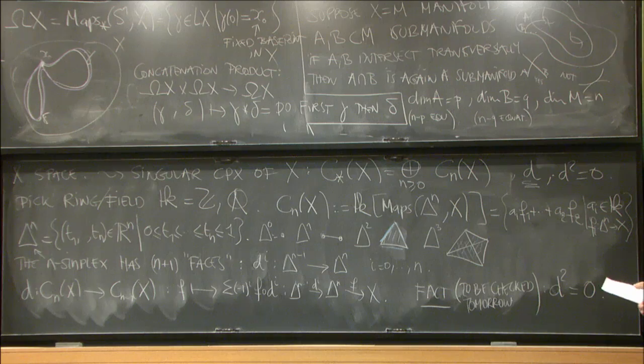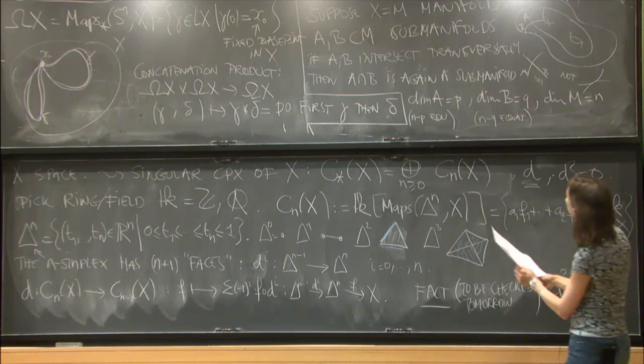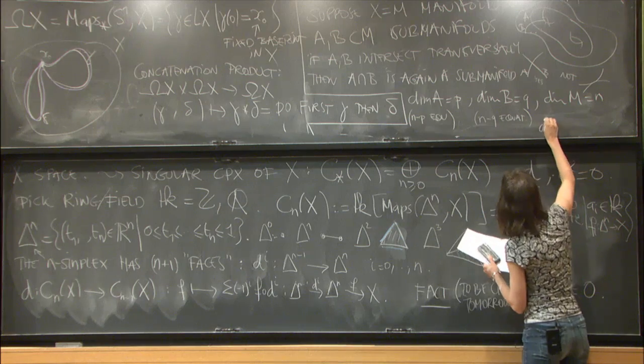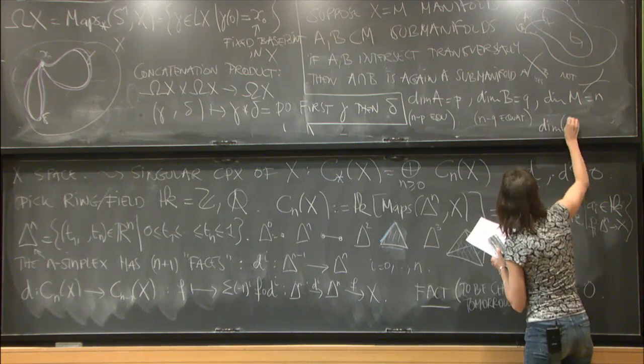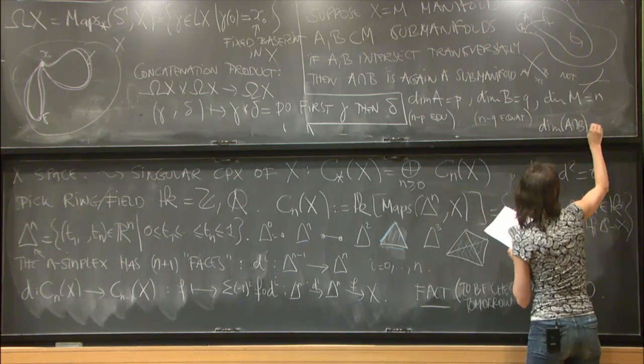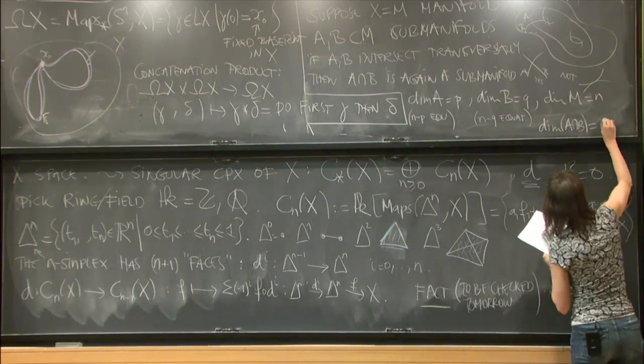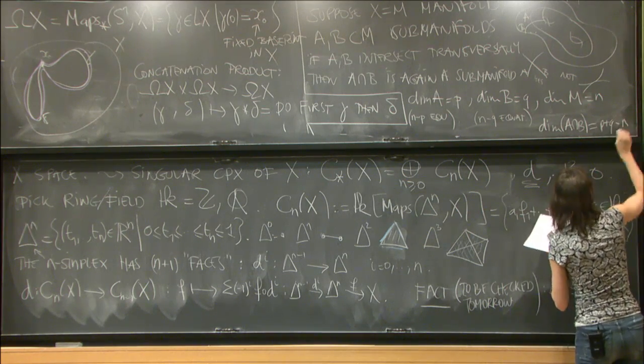Good. So now we have, by definition, when you have something like this, the dimension of, let me write this out. We did this computation, right? The dimension of A intersect B was P plus Q minus N. Let's just keep this.